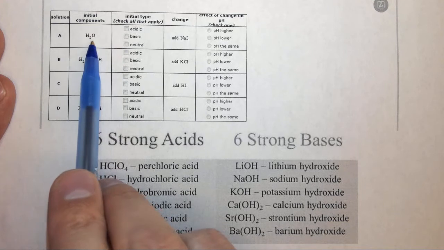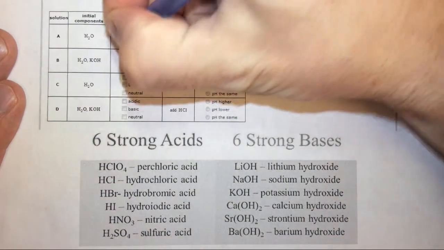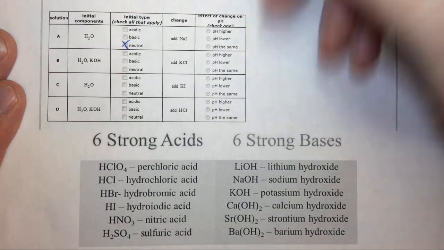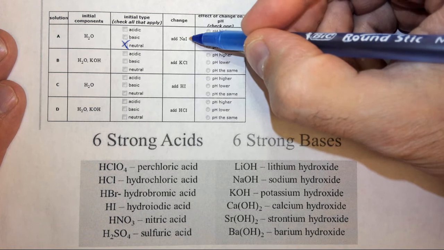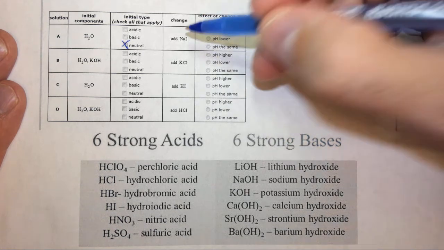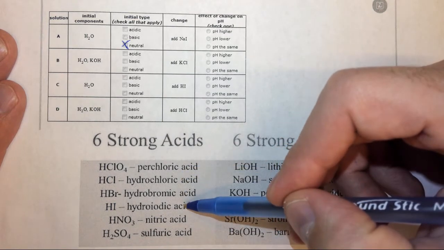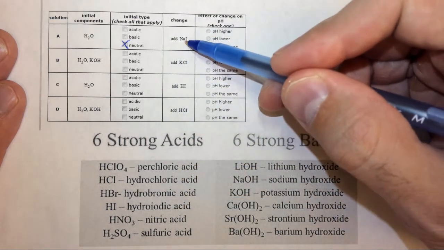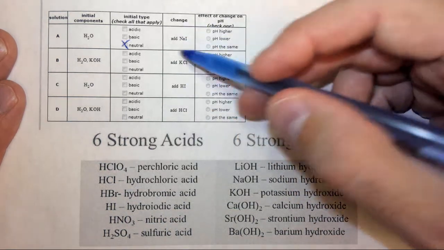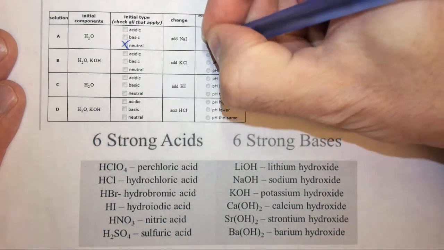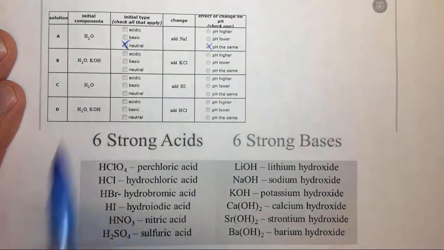The initial component of the solution is water. Well, we all know water is neutral. Then we add sodium iodide. Sodium iodide is just a salt. It's not an acid or a base. Hydroiodic acid is a strong acid, so I minus is an incredibly weak base. Said another way, sodium iodide is just a salt. It's not going to change the pH. Adding salt to water does not have a significant change of the pH.